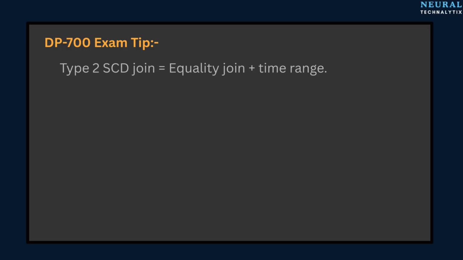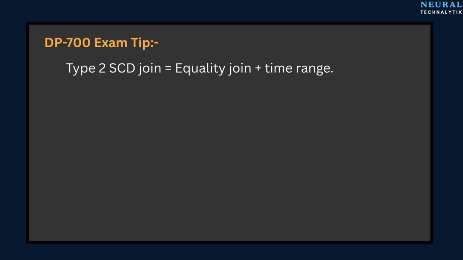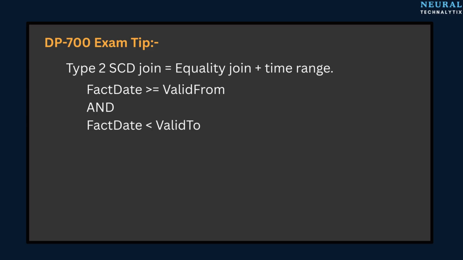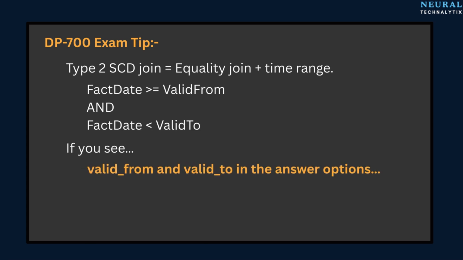So here's the rule you should memorize for the DP-700 exam. Type 2 SCD join equals equality join plus time range: fact date greater than or equal to valid from, and fact date less than valid to. If you see valid from and valid to in the answer options, that is almost always the correct choice.